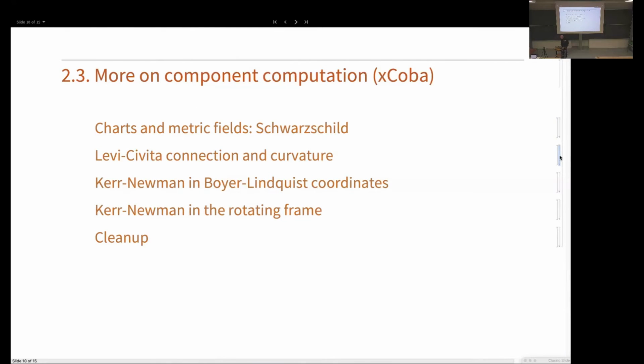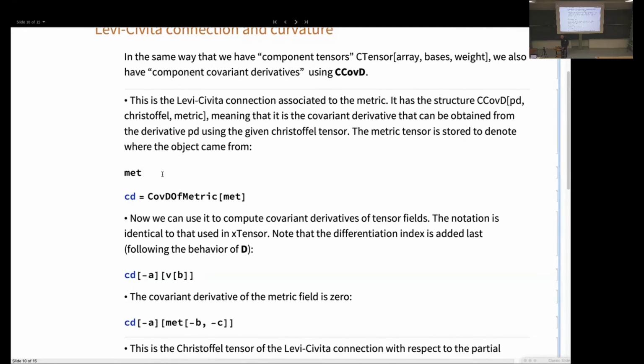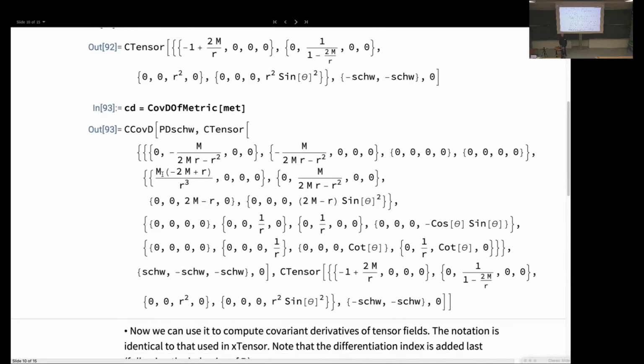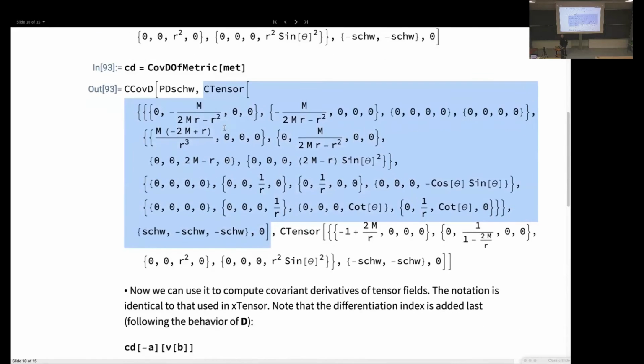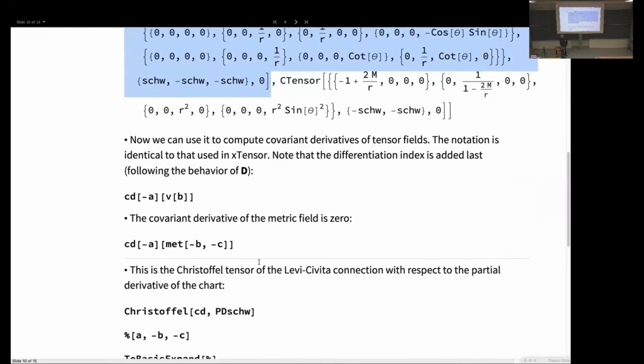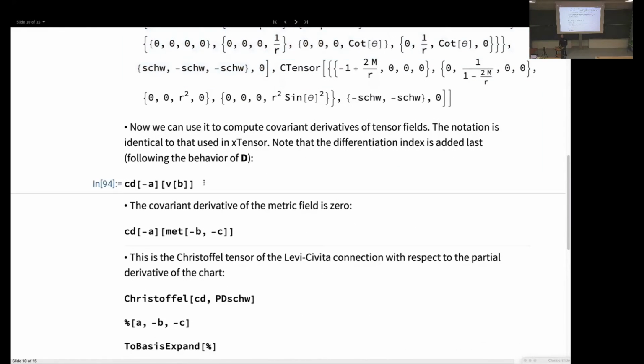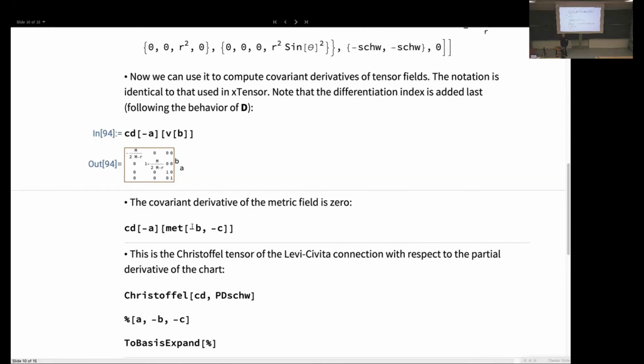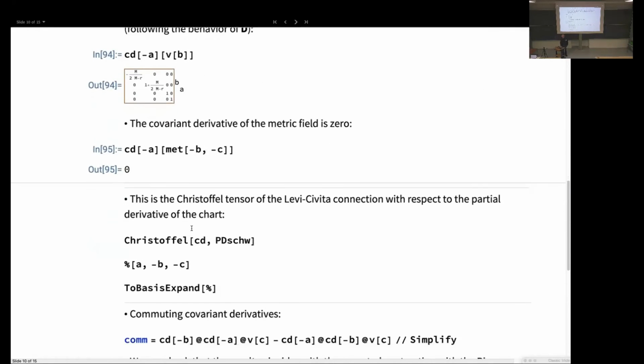For example, that's our metric. We compute the covariant derivative, the Levi-Civita. This means it's constructed from the partial derivative of the components of the scalar fields of the chart SCHW. This is the Christoffel, and this is the metric. So now we can compute covariant derivatives exactly as we did with the abstract computation. For example, this will be 0 again.